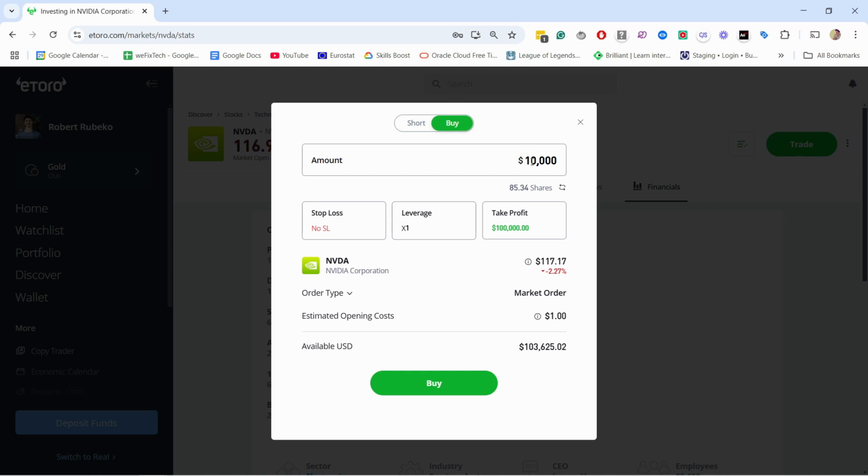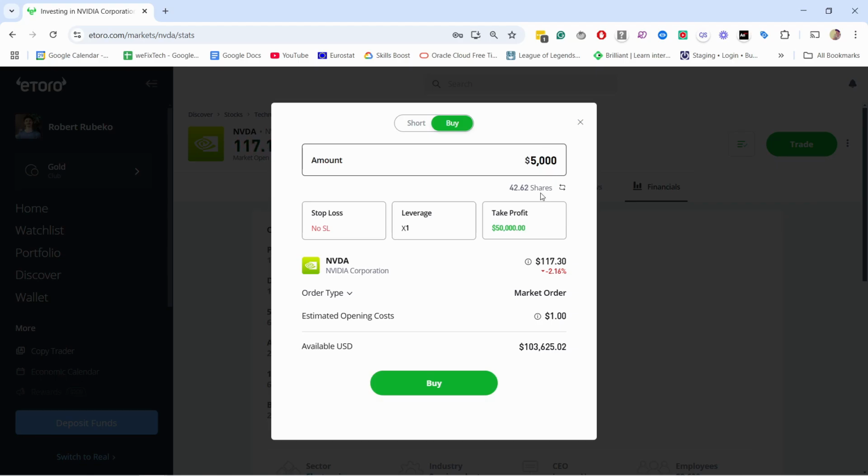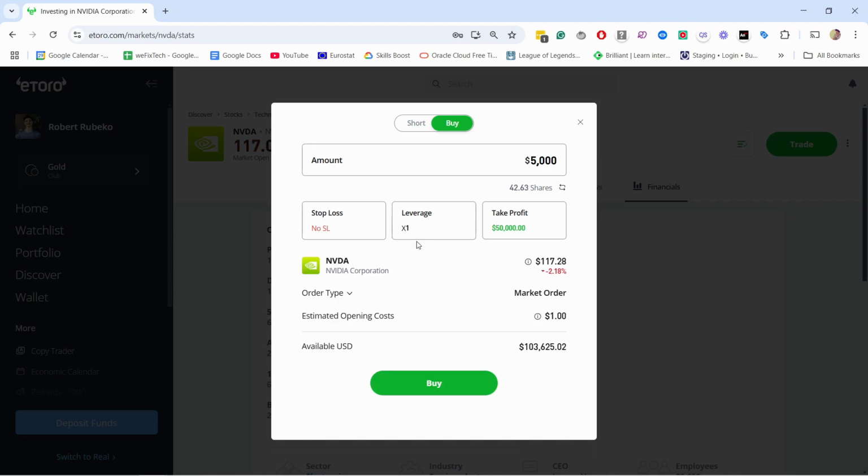And let's say we want to buy this with $5,000, because it's not our money, it's fake money. So let's say $5,000. You see here, it's 42 shares. And then we have some options. I'm going to go through the easiest one first, and that's leverage. If you're a beginner, just use 1x leverage. And that means you're not leveraging it at all. You're just buying it with $5,000.